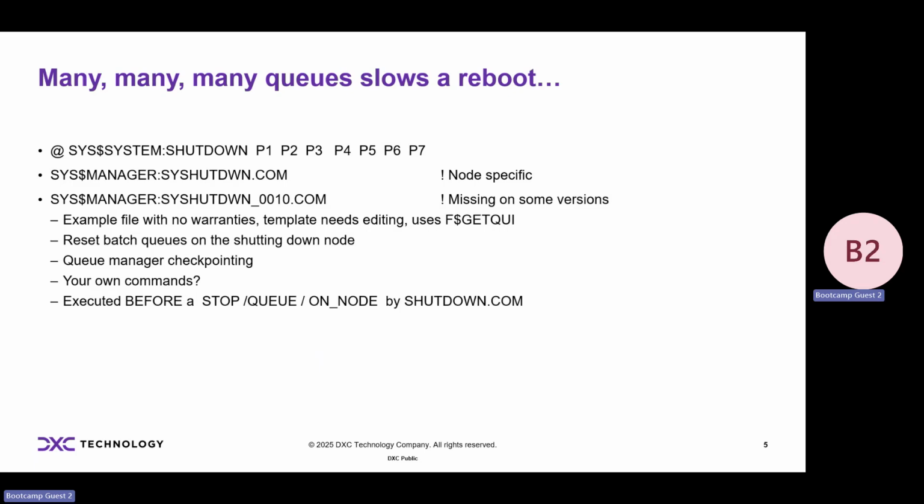So this is executed. So you've got your size shutdown, but before it actually tries to shut down all the queues, it executes this. And so it will quickly close off those queues. So you won't be waiting for queue manager to do all its stuff. And it happens before the stop queue shutdown.